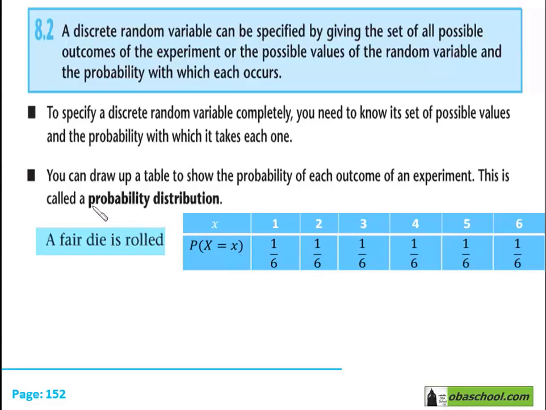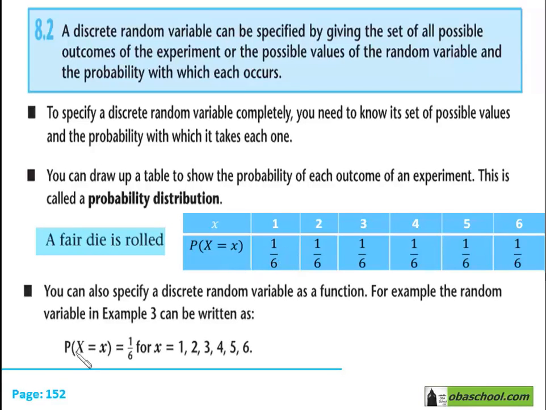However, we can write a different form for this probability. As you can see, the values for the random variable range from 1 to 6 and they all have the probability of 1 over 6. Thus, we can write the table in the form of the probability of capital X equals small x equals 1 over 6 for x equals 1, 2, 3, 4, 5, 6. This is the probability function. However, when it is in the form of a table, it is called probability distribution.